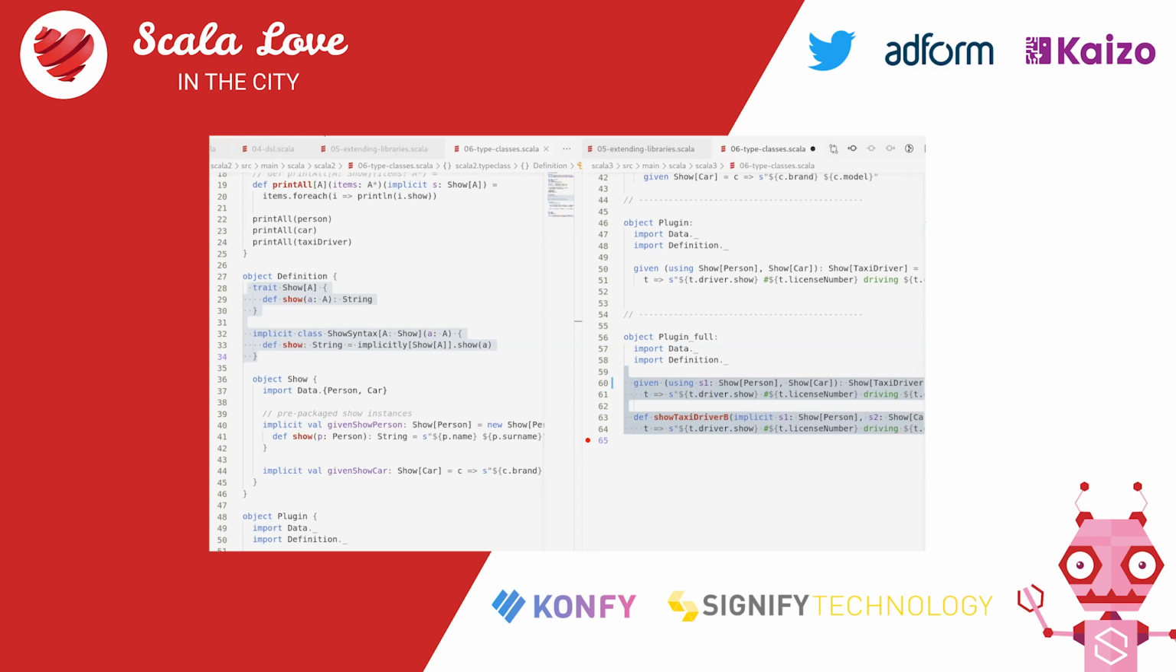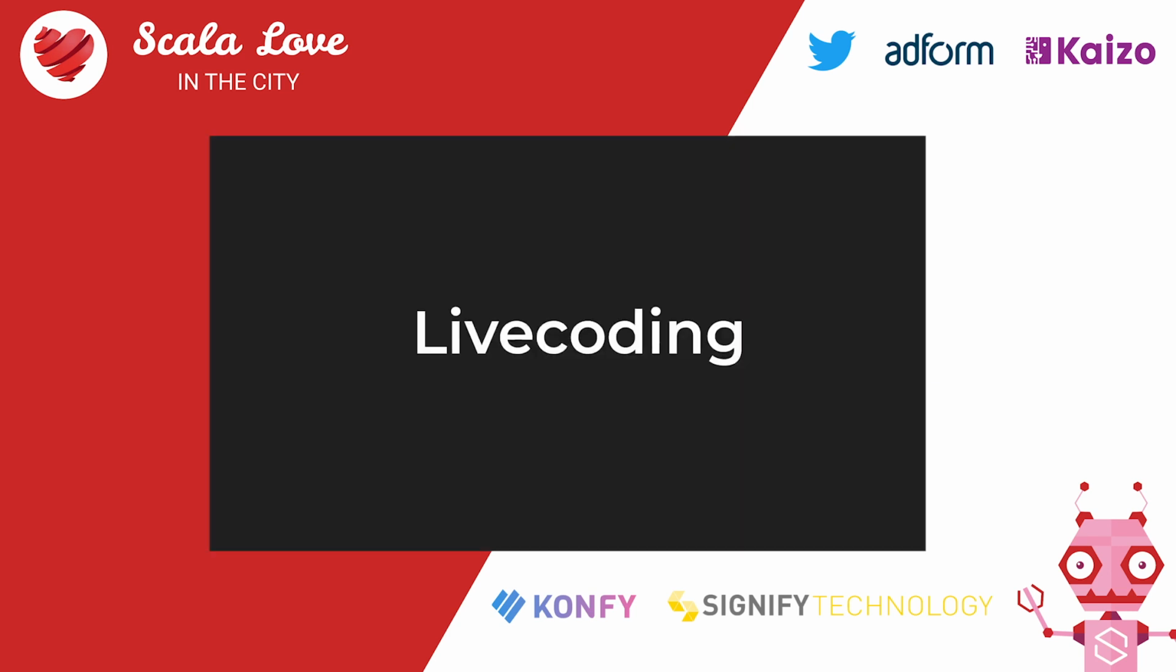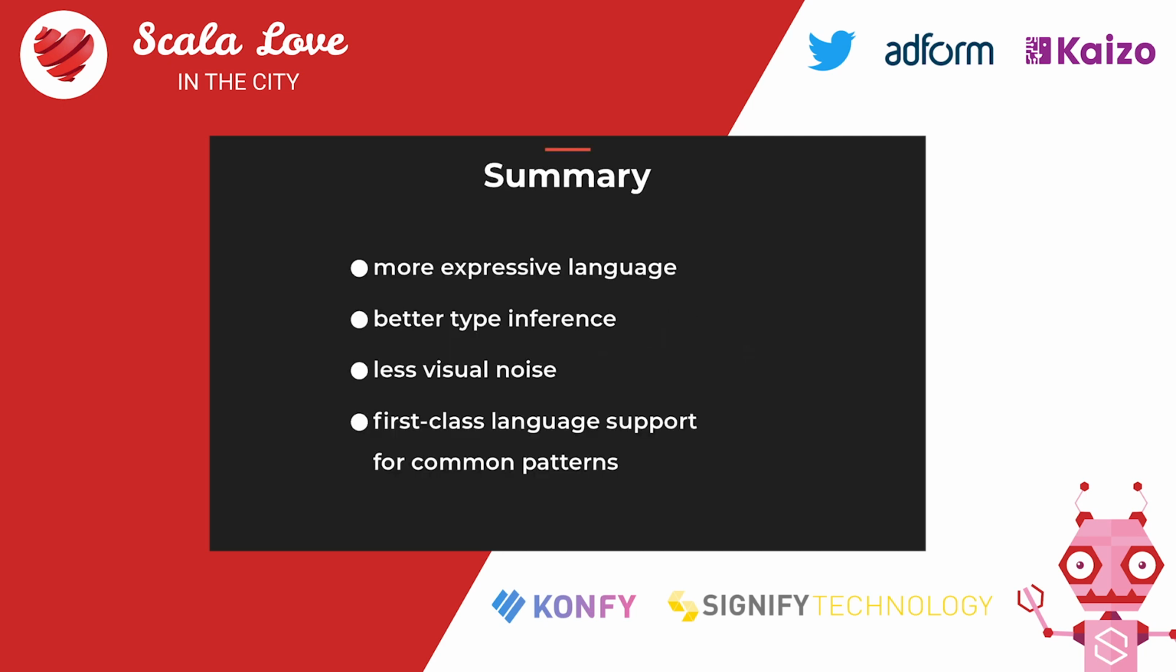Okay, so I need to wrap up. To summarize, I think Scala 3 is going to be awesome. The language is much more expressive. It provides us with more tools to encode our intent and has better type inference. The syntax is much more concise and less noisy with carefully chosen keywords. It is simply more clear and readable. And finally, many useful and common patterns have now received first-class language support.